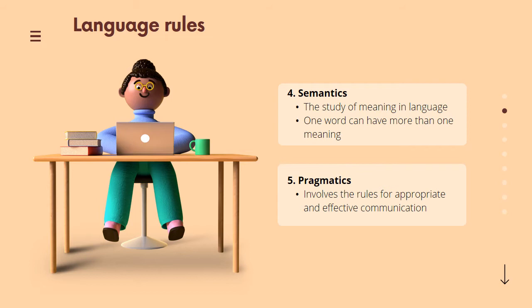And then the last one is pragmatics, which involves the rules for appropriate and effective communication. Context is integrated into a sentence to understand the meaning of the sentence. For example, I say, I am really hungry, I could eat an elephant. If you take context into account, you would understand that I am really, really hungry. But if you don't take context into account, you probably believe that I would eat an elephant.